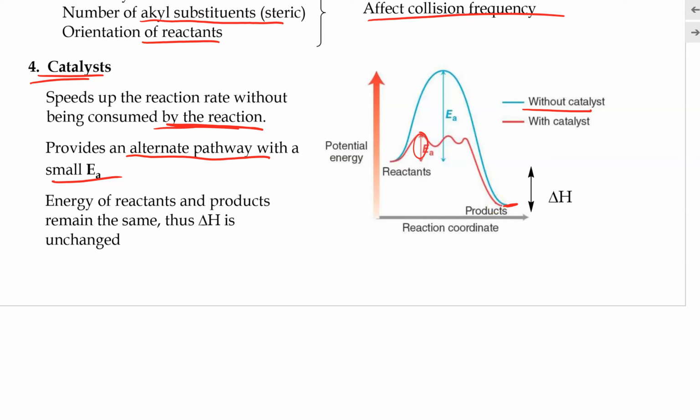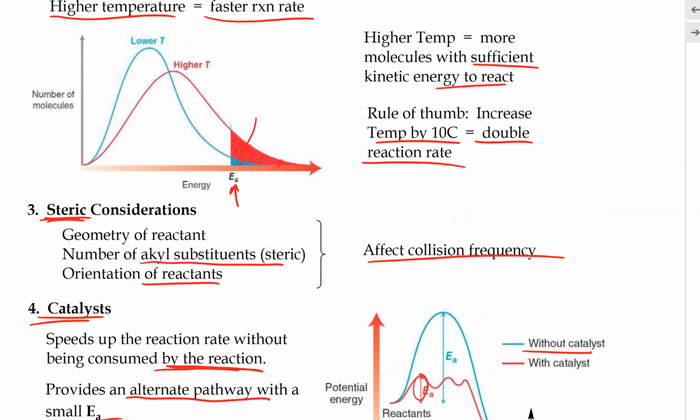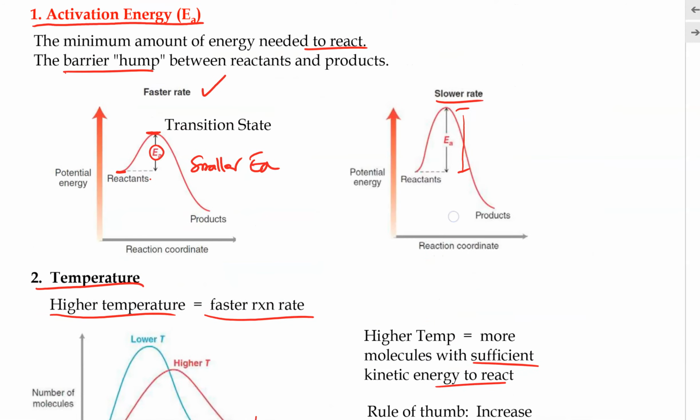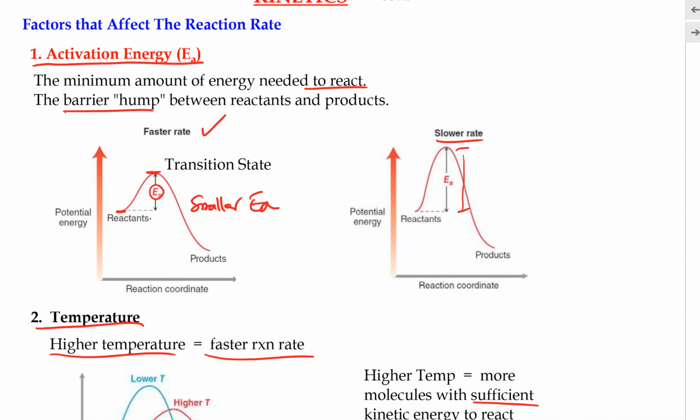Okay, and again, remember that the energy of the reactant and product remain the same. Therefore, the delta H of the reaction would also be unchanged, but it now can happen faster. So these are the 4 different factors that can affect the rate constant of the reaction, and also affect the rate of the reaction overall.